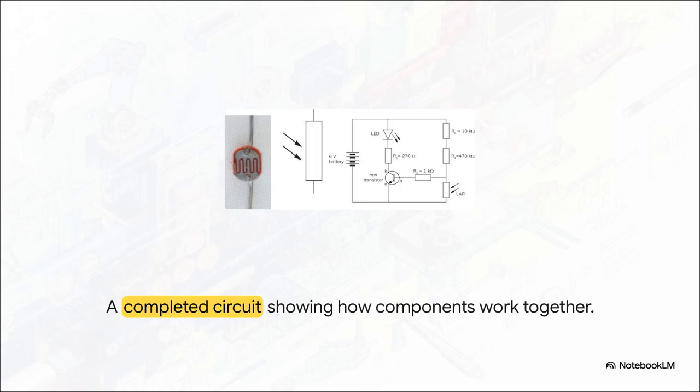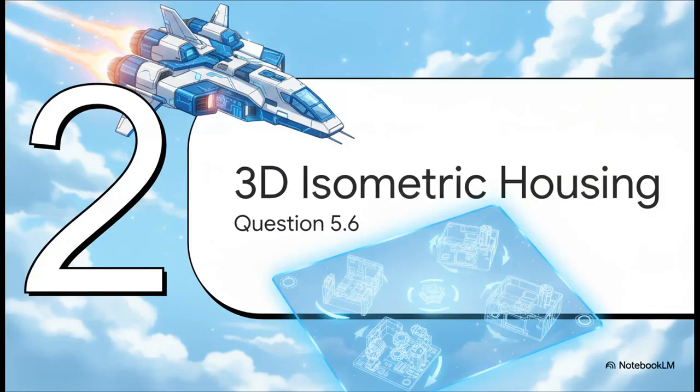When light hits that LDR, its resistance drops, and it sends a tiny signal to the base of our NPN transistor. The transistor amplifies that signal, opens the gate, and boom, it allows a much larger current to flow through, immediately powering up the LED and the buzzer. It is just a perfect chain reaction of engineering. All right, mission half complete, cadets.